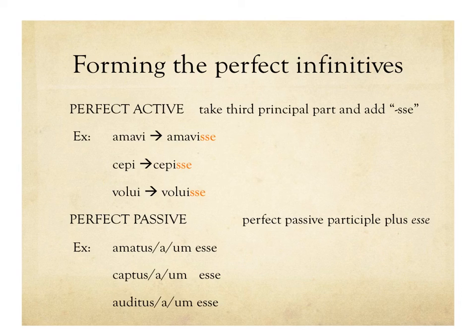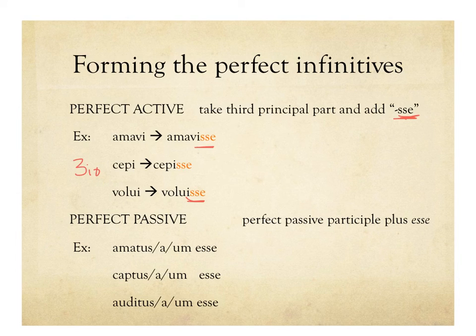Perfect infinitives are also pretty easy to form. For the perfect active, we're going to take the third principal part, whatever it is, and we're going to add -isse to the end. And that's it. That's all we have to do. So amavi becomes amavisse. Cepi, which is a third -io, becomes cepisse. Volui, which is an irregular verb, becomes voluisse. If your verb has a third principal part, then all you do is add -isse and you are home free. That is how we do it.